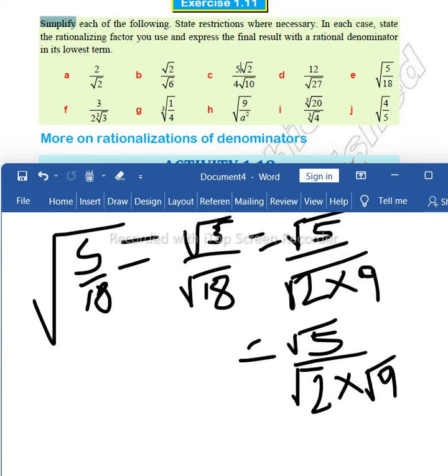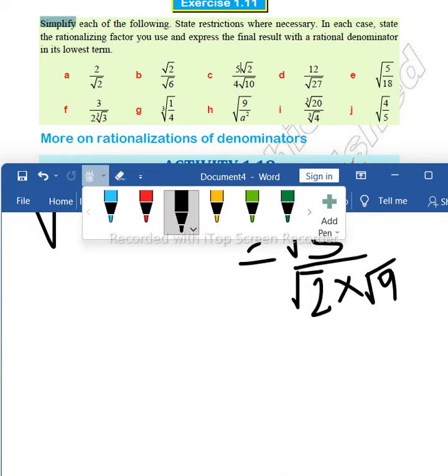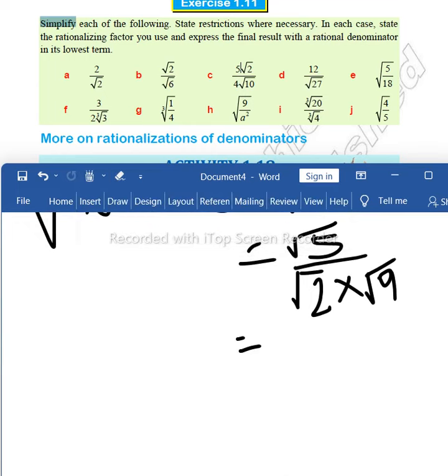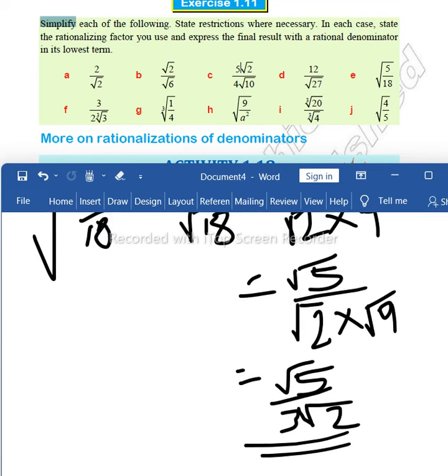We can write the equation like this: the square root of 5 over the square root of 9, which is 3, we get 3. The square root of 2 is not a perfect square, we leave it as it is, but the square root of 9 means 3. So the final answer is this for this question. Now we move to letter F.